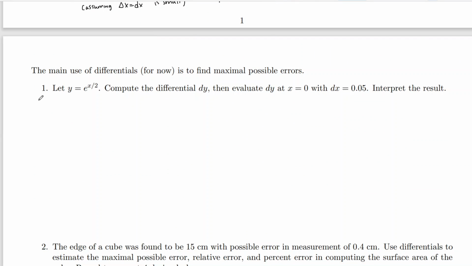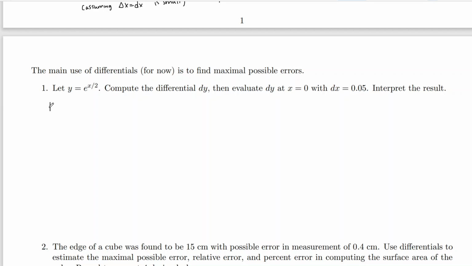All right. So number one here says, let y equals e to the x over 2 power. Compute the differential dy, then evaluate dy at x equals 0 with dx equals 0.05 and interpret the result. And even though this isn't necessarily a part of many problems and you won't be asked to do this in general, interpreting it will help bring clarity to what we did and what I was describing above.